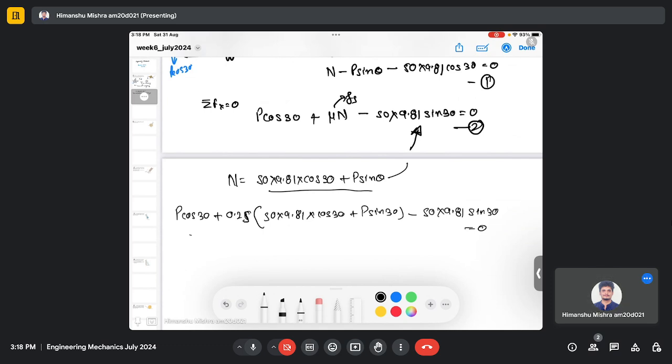So the only unknown in this equation is P. And we will have 0.25 multiplied by 424.78 plus P multiplied by 0.5, plus P cos 30, which is 0.866 P, minus 245.25 equal to 0.